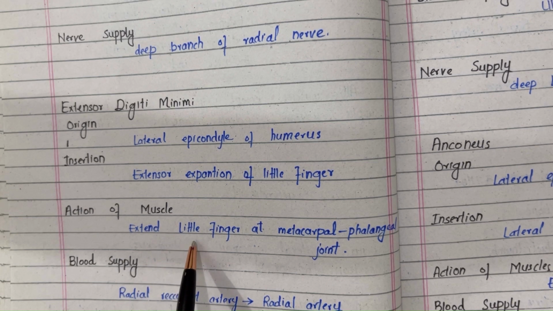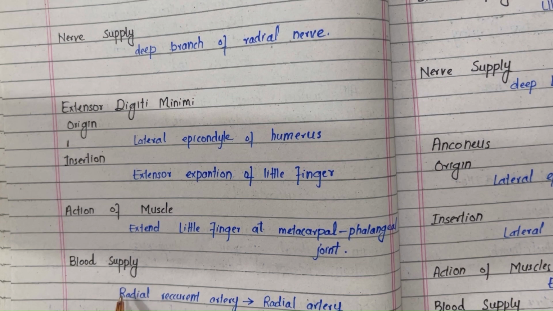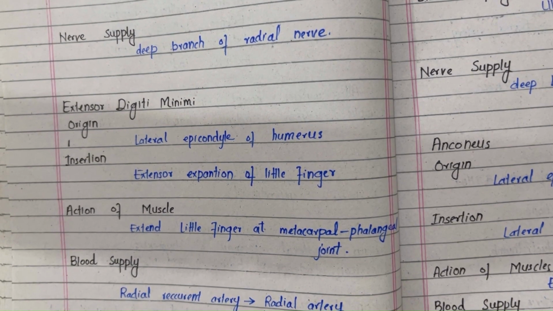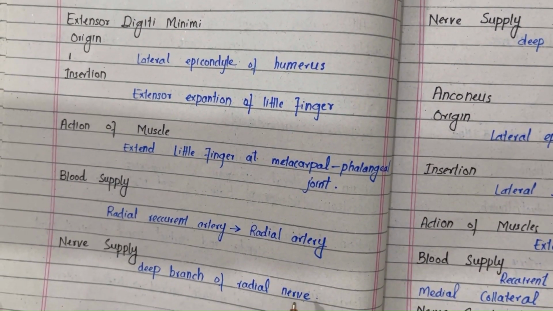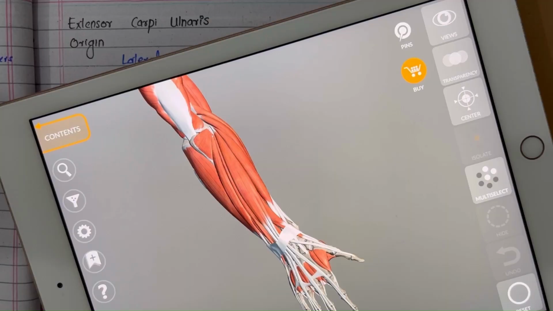It plays an important role in the extension of the little finger, and it is supplied by the radial recurrent artery, and it is innervated by the deep branch of the radial nerve. Now student, the extensor carpi ulnaris muscle.